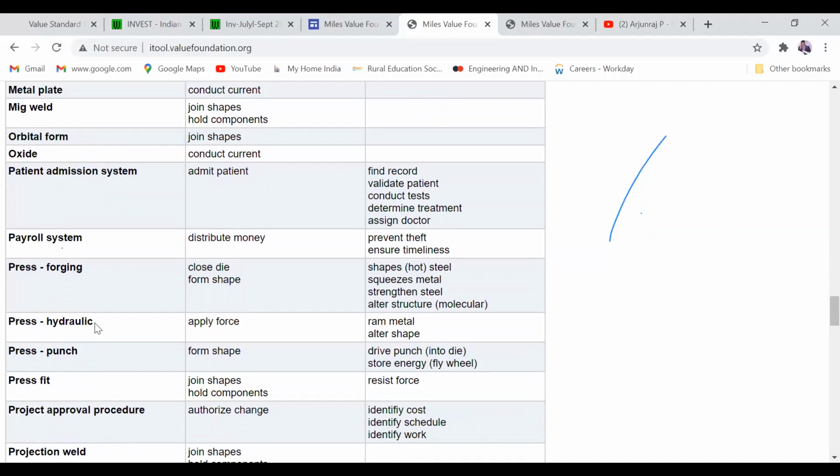Okay, hydraulic press. I think you would have seen some of the presses during your industry. The basic function of any press is to apply force. It also has the ram. It will also alter the shape. Whatever shape you want, accordingly you can have it from the tool and die.